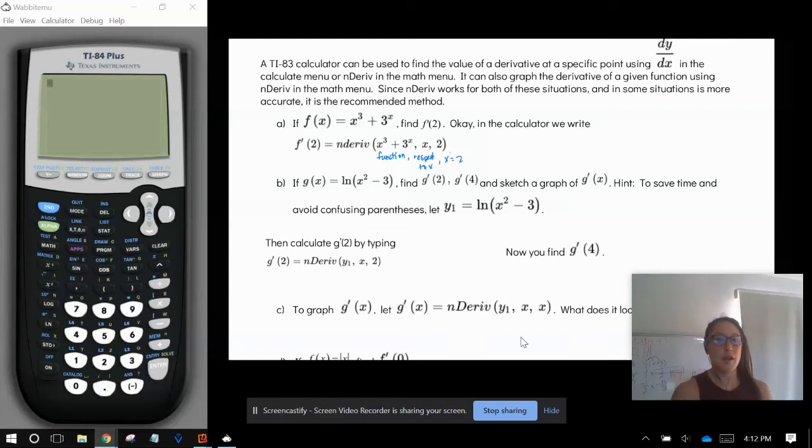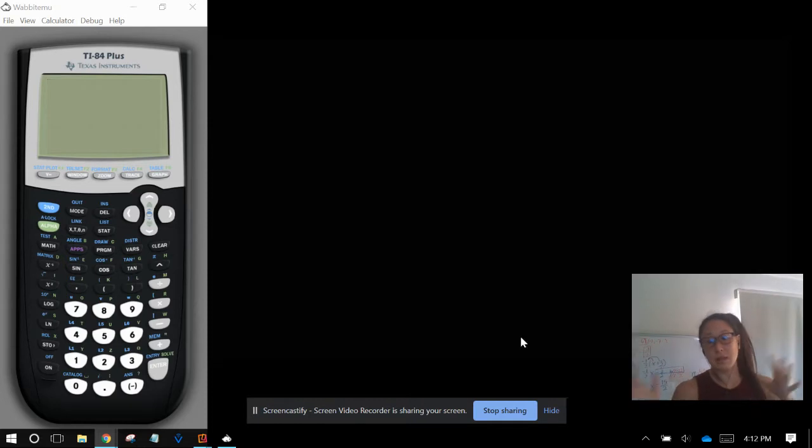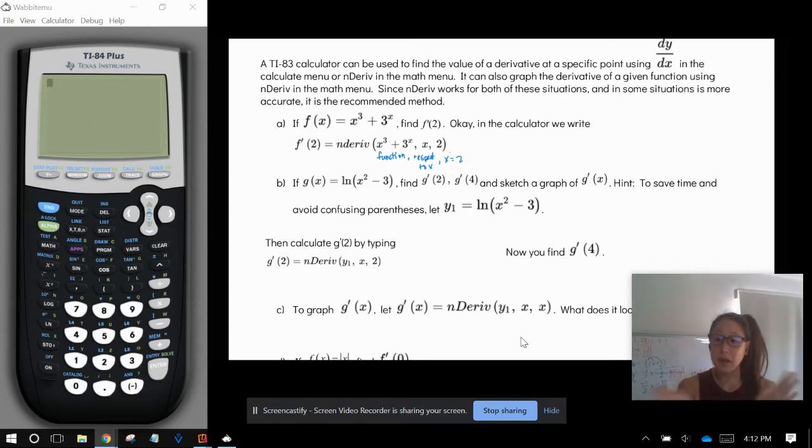So we can take the derivative in our calculator at a specific point. When x is equal to 2, x is equal to 3, we cannot find the derivative equation. The calculator only evaluates the derivative at a certain x value. So we're going to go ahead and do that.